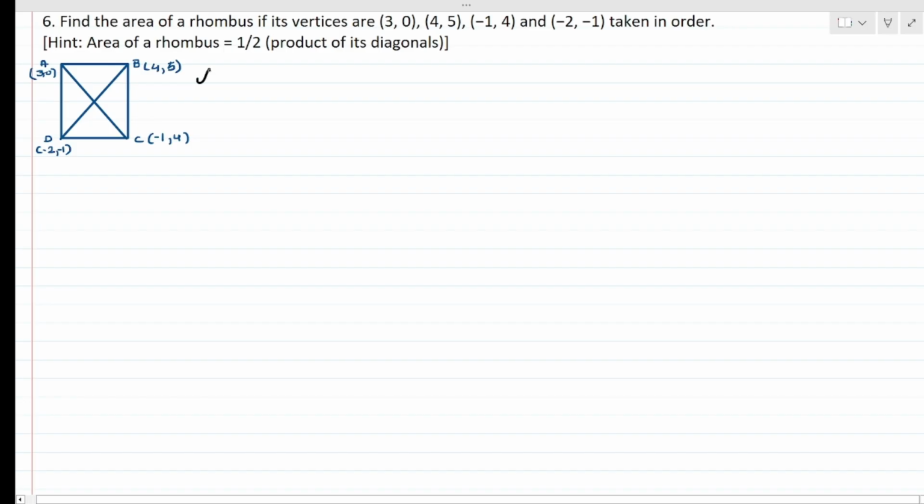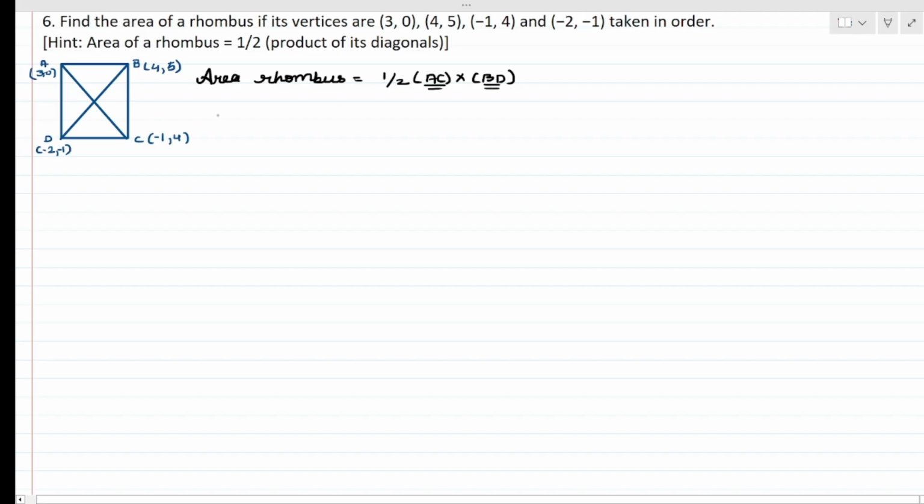What you need to find is the area of the rhombus. The hint given here is that the formula for the area of a rhombus is half multiplied by the product of the diagonals. Diagonals means half multiplied by AC multiplied by BD. That means you need to find the lengths of AC and BD.